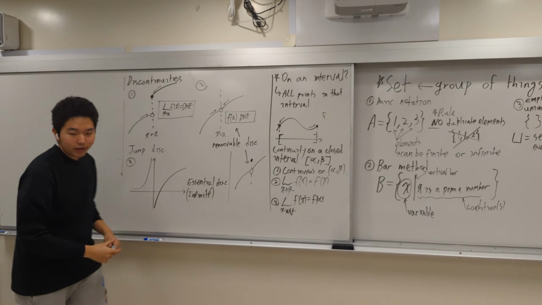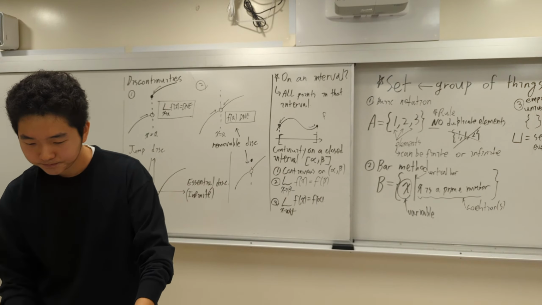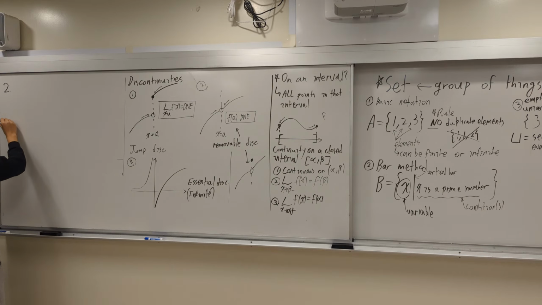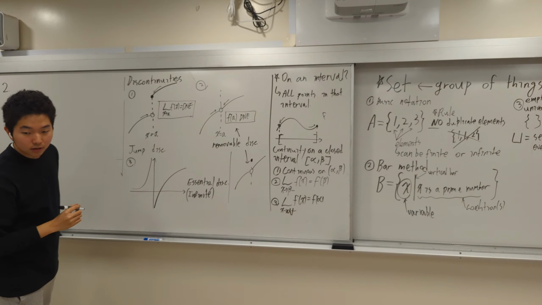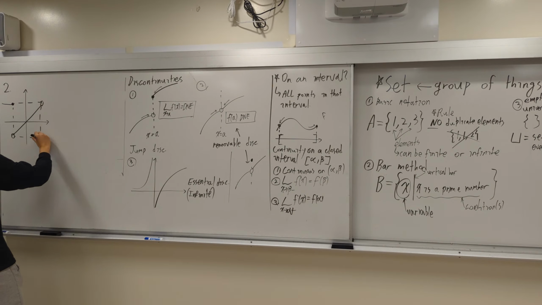Number 2. So what kind of graph do we have here? f of x is like that, and it's closed, open, open, closed. Okay. Closed, open, open, closed. And this is at -1, 1, -1, and 1. So this is f of x.